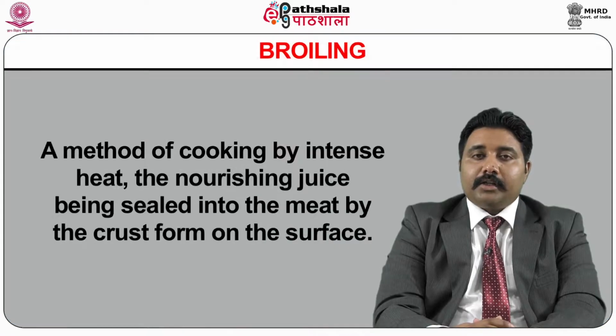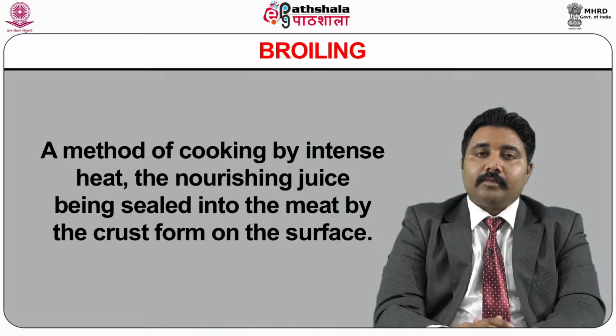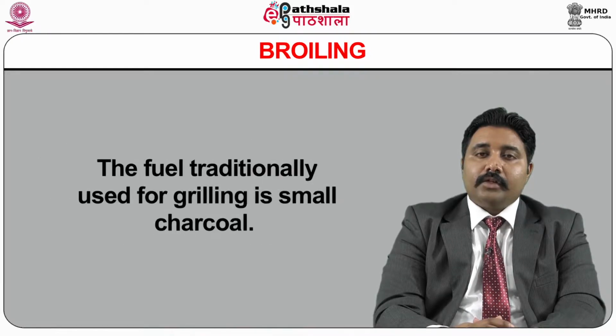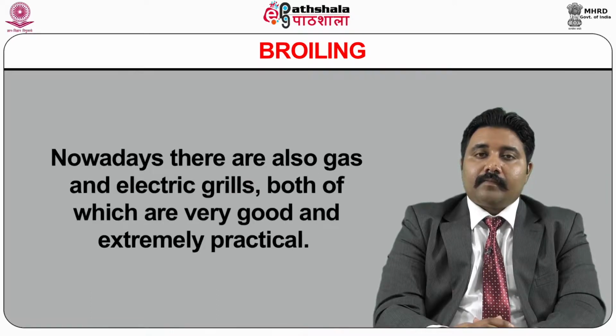A low intensity broiler is called a salamander and is used for browning the top of dishes and provides some melting before the service. Grilling is a method of cooking by intense heat, the nourishing juice being sealed into the meat by the crust formed on the surface. The fuel traditionally used for grilling is small charcoal. Nowadays, there are also gas and electric grills, both of which are very good and extremely practical.